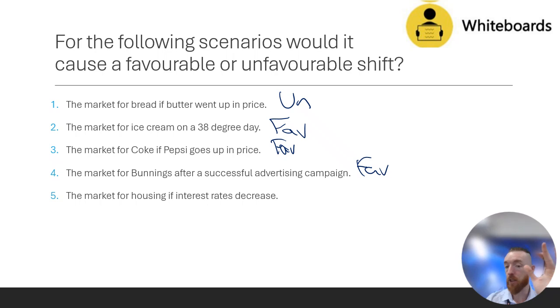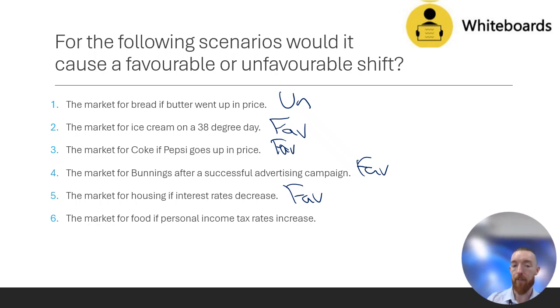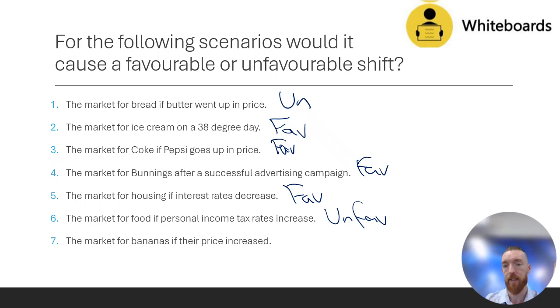The market for housing, if interest rates decrease, if it's cheaper to borrow money, people are going to want to buy houses, so that's going to be a favorable shift. And the market for food, if personal income taxes increase, well, if taxes go up, you're not going to be able to afford as much food. That's going to be sad. We're going to have to start buying cheaper food. It's going to lead to an unfavorable shift in specific foods.